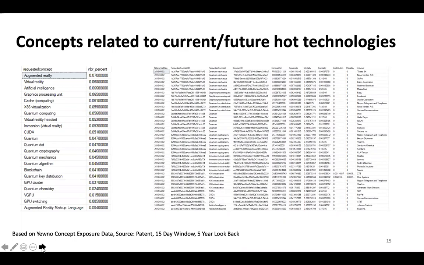And on the right-hand side is the pure extract from the database. So you see the reference date, the requested concept ID with the mnemonic for this concept ID, and the set of scores: aggregate, similarity, centrality, contribution, and pure play. Bear in mind that the aggregate is a weighted sum of the other four factors. And in the last column, you get the names of some of the companies, for instance, Sony, Baidu, GoPro, PayPal, very high and hot companies.